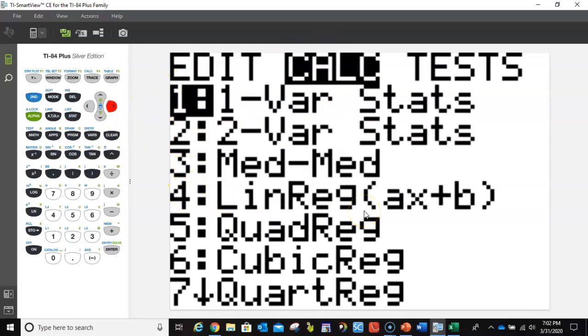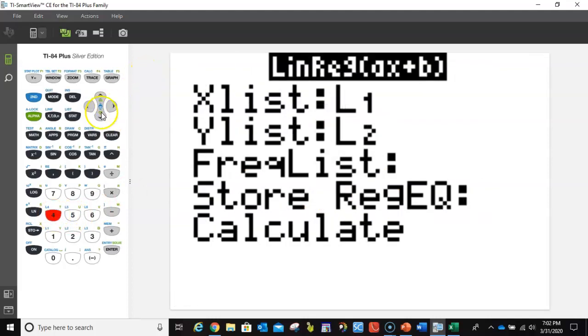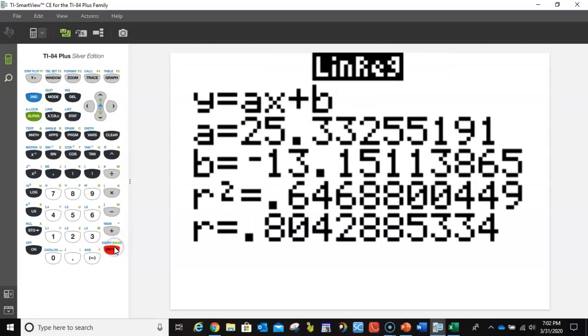and I want to do number 4, which is linear regression. We're going to end up doing linear regression in section 10.2, but for 10.1, we need linear regression for us to do the correlation coefficient. Now, you won't ever have to change the X list and the Y list unless you type your data into a different column in the calculator. So my X list was typed into the first column, my Y list was typed into the second column, and I don't have to store the equation because I'm not going to graph it. I suppose I could. That'd be for the second section, and then calculate.